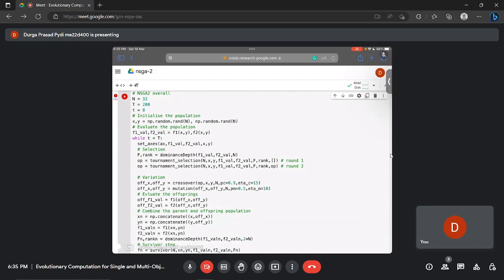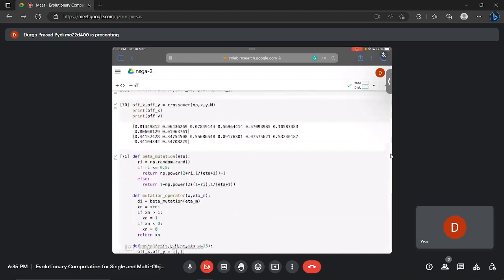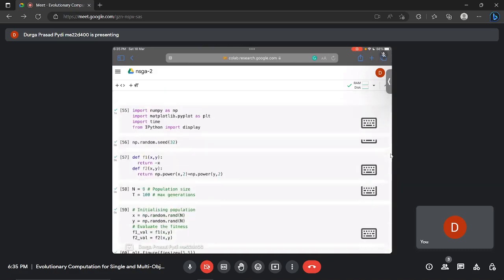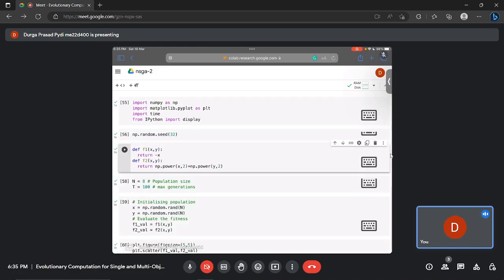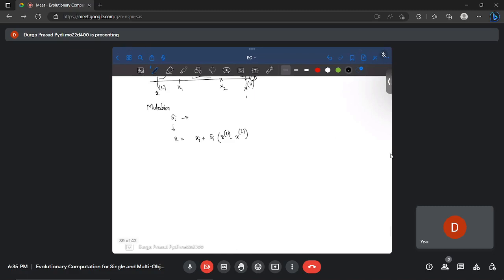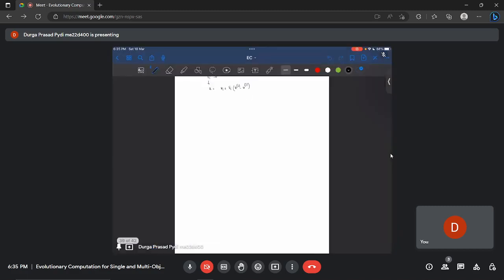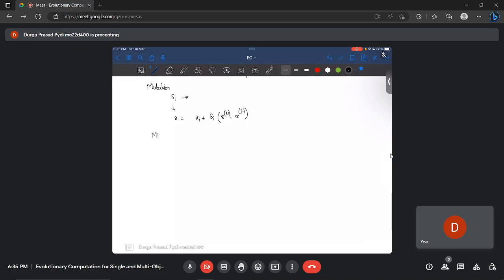One more thing. Suppose F2 is to be maximized. Where can I put minus F2? In the first step itself, here when I am defining the function. I can put the same problem in a different way: instead of saying minimize f1, I can write maximize f1. This whole method is just for minimization of F1 and F2. So if in the problem F2 is to be maximized, I can write F2 as minus F2.